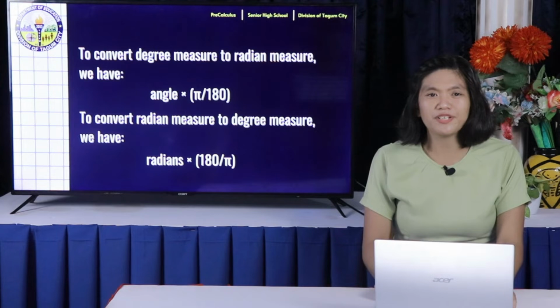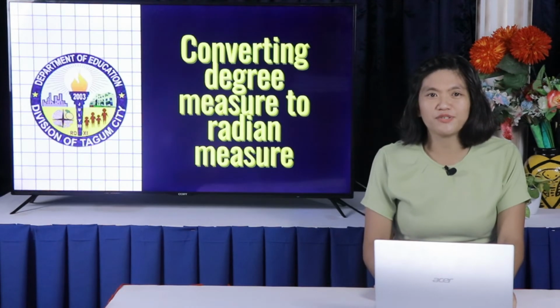To convert a radian measure to degree, multiply it by 180 over pi. Let us apply these conversion rules on some examples. Are you ready? Let's convert degree measure to radian measure.